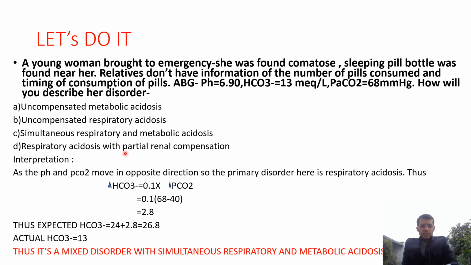So first thing, pH and PCO2. pH has gone to 6.9, PCO2 to 68, opposite direction. So the primary disorder is respiratory acidosis. So expected bicarbonate is 0.1 factor, PCO2 68 minus 2.8. Expected bicarbonate, PCO2 goes up, bicarbonate expected is 26.8, and this is 13 milliequivalents. So it is definitely she is having primary respiratory acidosis with a metabolic component, that is respiratory and metabolic acidosis together.